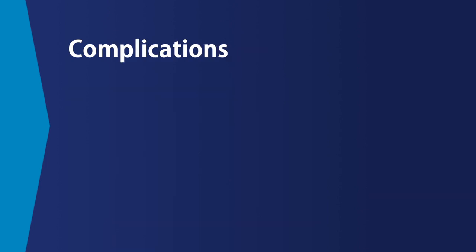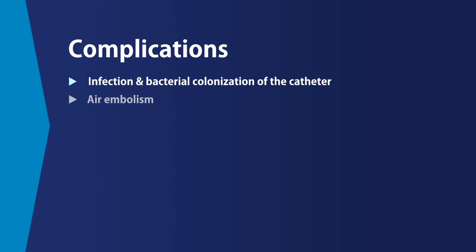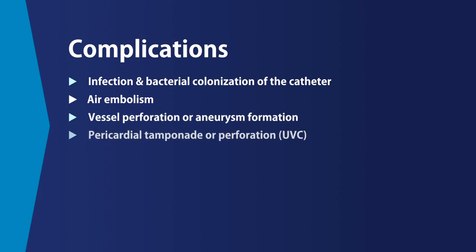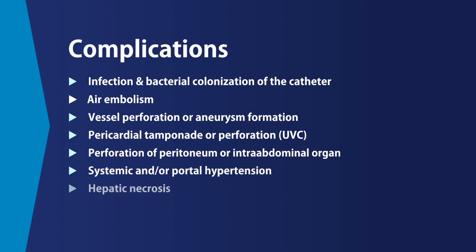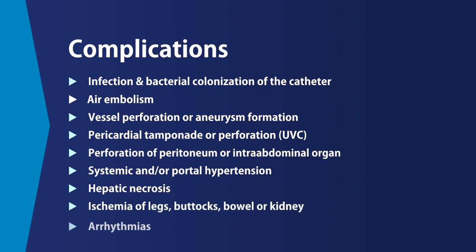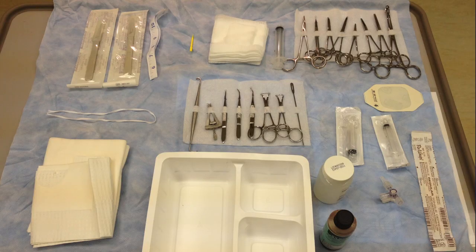the lower extremities. Complications of umbilical vessel catheterization include infection and bacterial colonization of the catheter, air embolus, vessel perforation or aneurysm formation, pericardial tamponade or perforation, generally with UVC, perforation of the peritoneum or intra-abdominal organ, systemic and or portal hypertension, hepatic necrosis from placement of a UVC into a hepatic vein, ischemia of the legs, buttocks, bowel, or kidney, or arrhythmias. Institution-specific and commercial umbilical vessel catheterization kits are available.